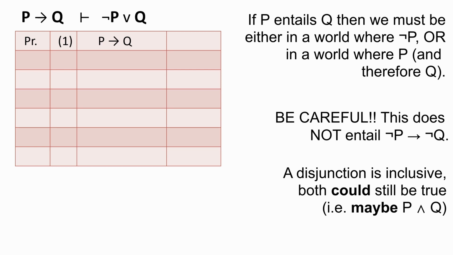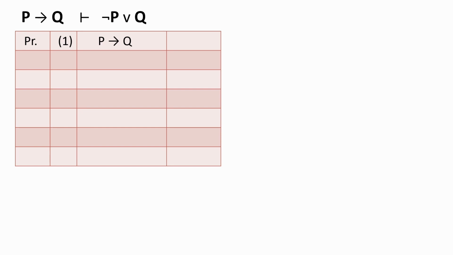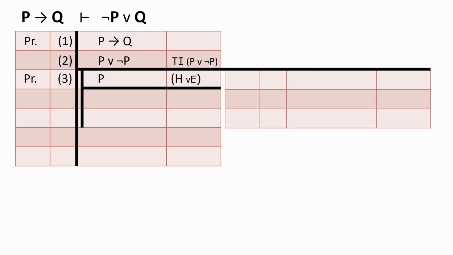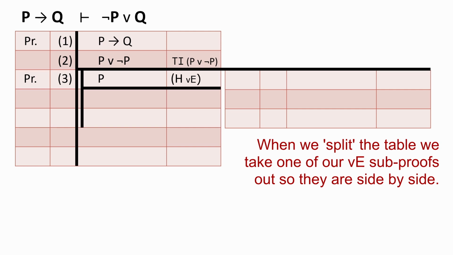But since this derivation obviously depends on whether P is true or not, let us introduce the law of excluded middle. This is a theorem, and so we don't need to make it a premise. It is one of our axioms. But to include it in the calculus, we must cite it as a line, and then we record it as TI, a theorem introduction. Now we will divide our calculus to derive our conclusion from both sides of the disjunction. First, we assume P, and then we can use the conditional elimination to get to Q, and introduce the disjunction not P or Q. Great!